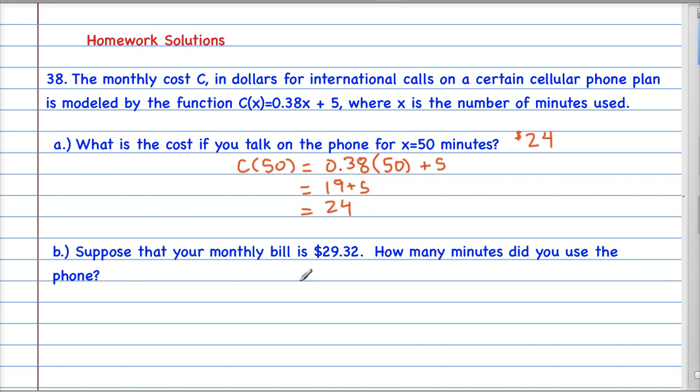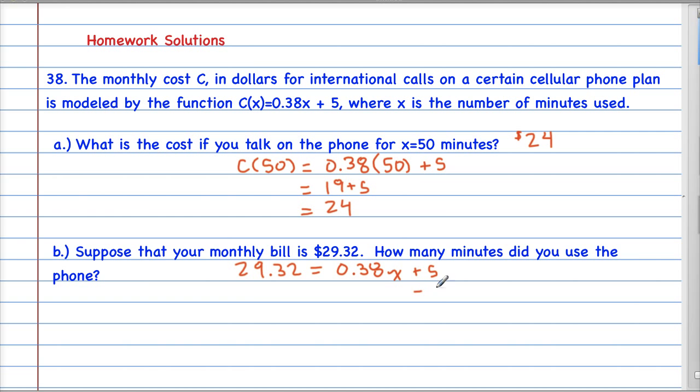Part B says, suppose that the monthly bill is $29.32. How many minutes did you use the phone? So here, the function value, the cost, is $29.32. Now I want to determine the number of minutes used, and looking at my model, x represents the number of minutes used. So I'm solving for x. I'm solving this equation: 29.32 equals 0.38x plus 5.